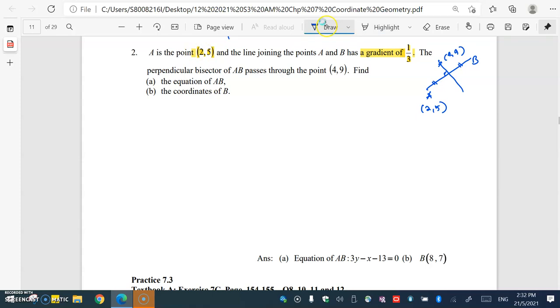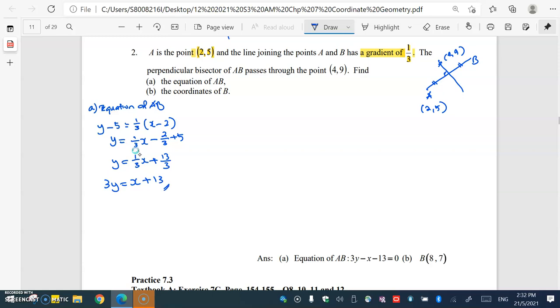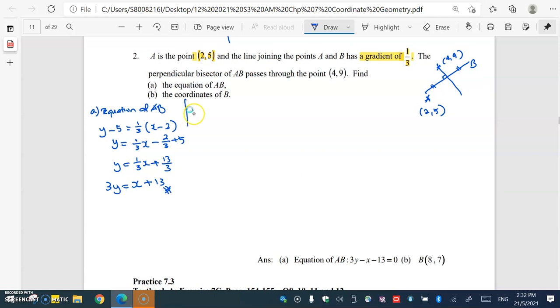So if I were to put this in, I know that the equation of AB is as good as y minus 5 equals gradient times (x minus 2). This will give me y equals 1/3 x minus 2/3 plus 5. And that's it. It's y equals 1/3 x plus 13/3, or 3y equals x plus 13. There you go, the equation of AB.